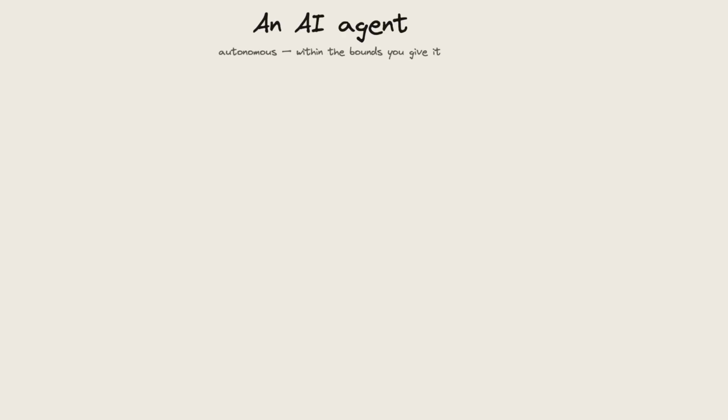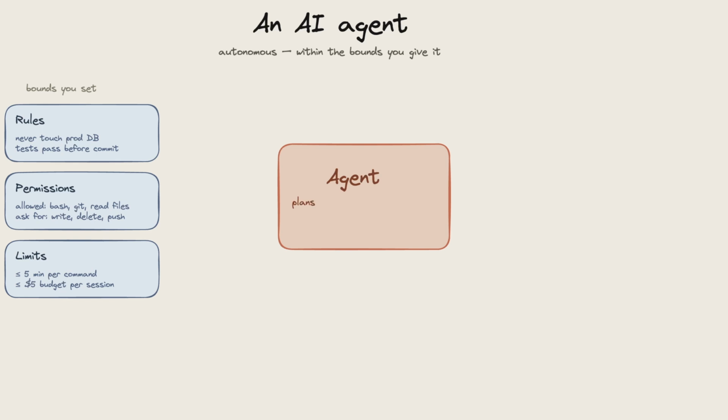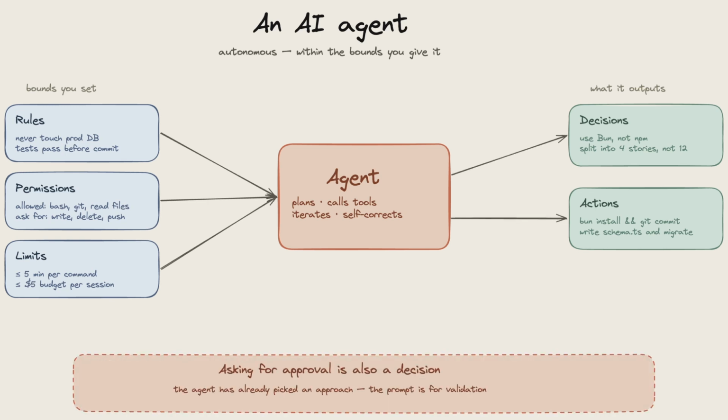Let's quickly clarify what AI coding agents are. An AI agent in general is a fairly autonomous AI assistant that can make its own decisions about what and how to do, relying on the rules, permissions, and limits you give it. And let me say right away, when an agent asks you for advice, asks permission, or asks you to make some choice, that is also a decision of the agent, done to validate the chosen path of solving the task.